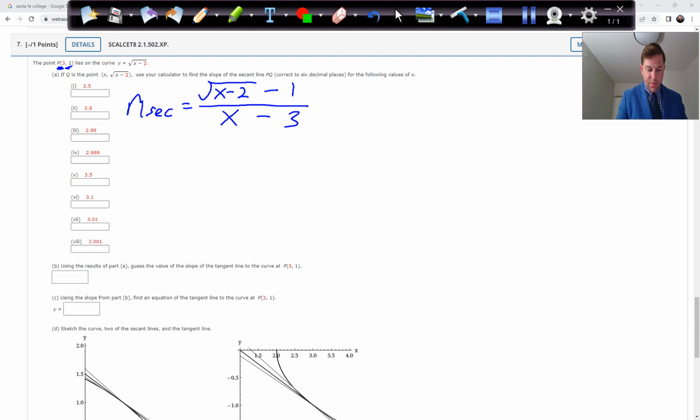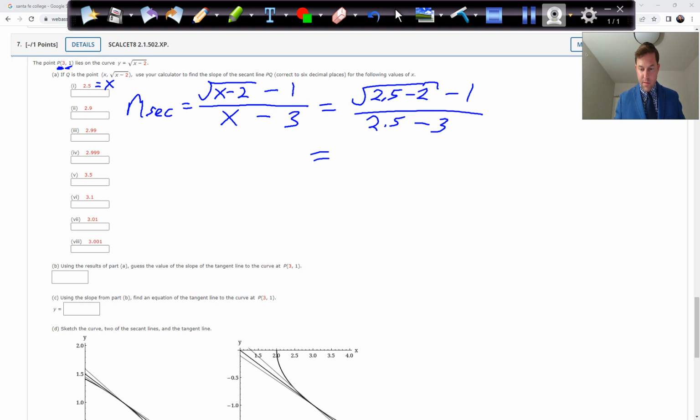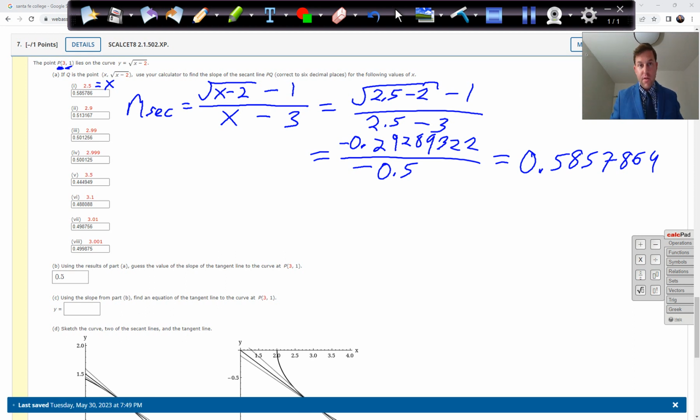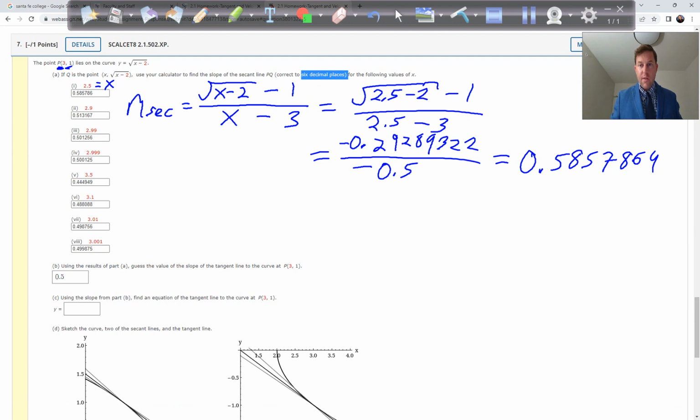So in this first one, the x value is 2.5. So we just have to replace this with the square root of 2.5 minus 2, minus 1, over 2.5 minus 3. And we'll get on top... Okay, so if you plug in these values, you'll get 0.58. And yeah, again, you have to go to 6 decimal places, so be careful here. I wrote down 7 decimal places so I knew how to round. And you should get these numbers, so 0.58, 0.51, 0.50, 0.50.